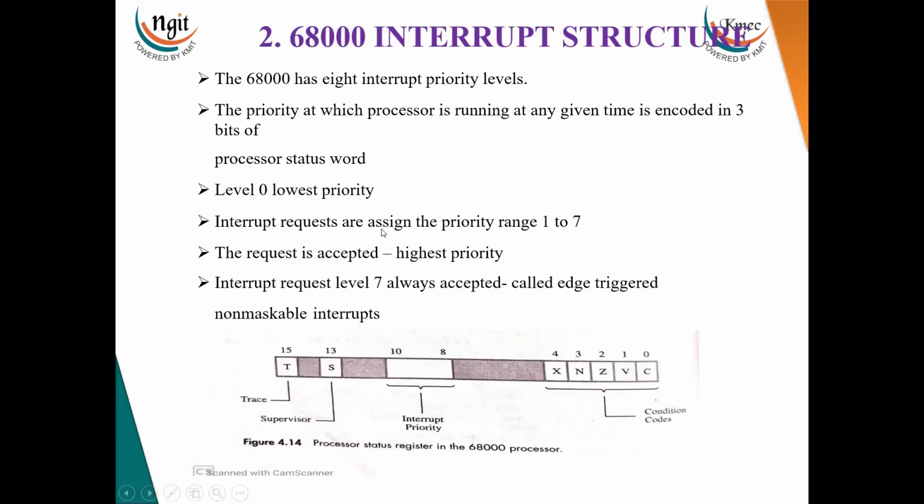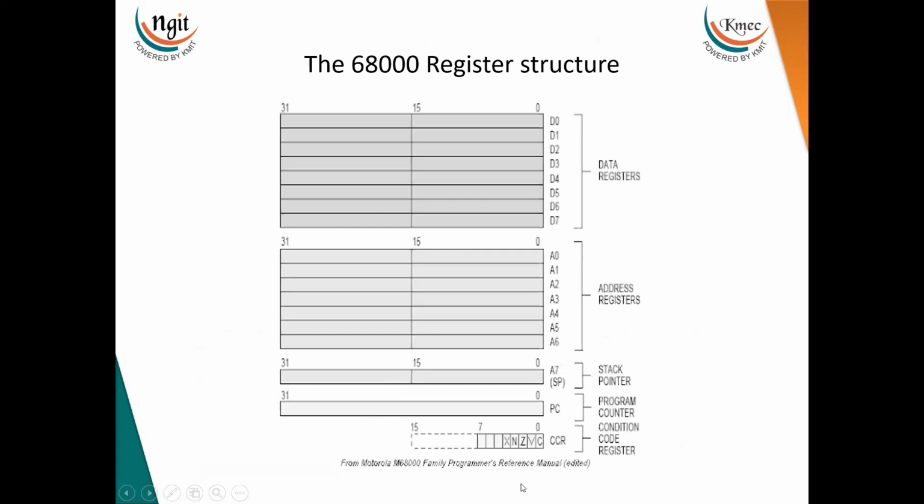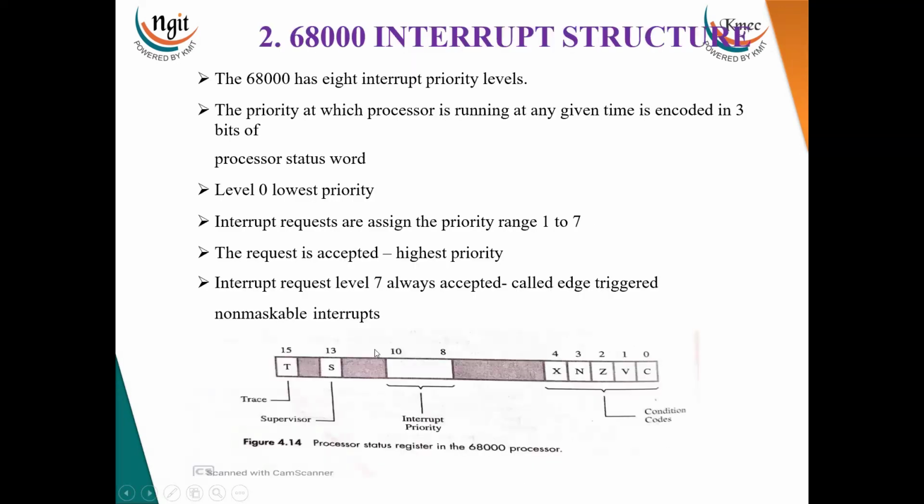Now in total, it has 8 interrupt levels. This is the status register, the same status register. Here, once again I am showing bits 0 to 15. Now bits 8, 9, 10 are used to indicate the priority of the interrupt. Level 0 has all bits 0, which means it has the lowest priority. If all bits are 1, it is level 7, which has the highest priority.